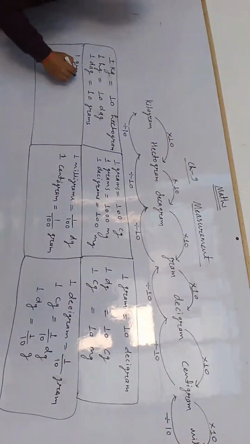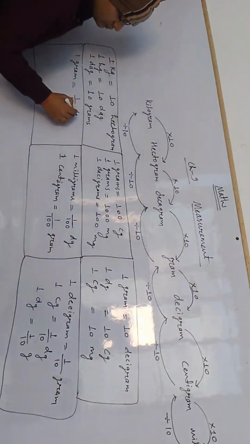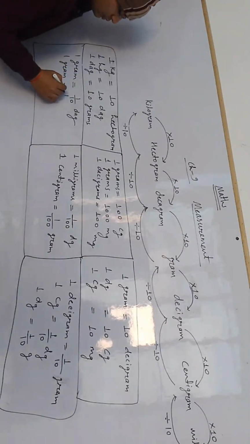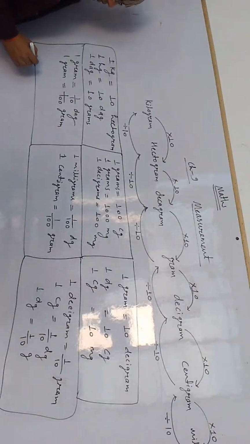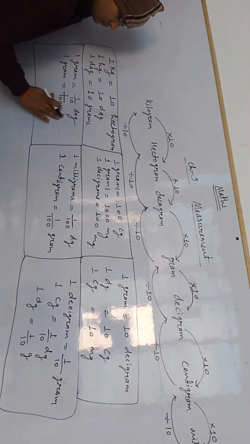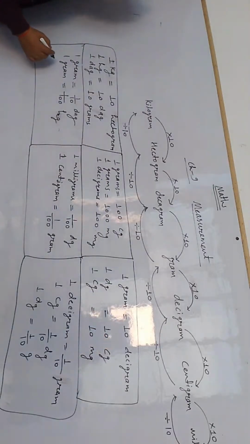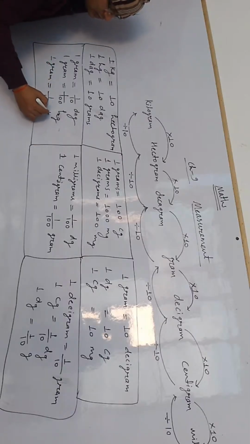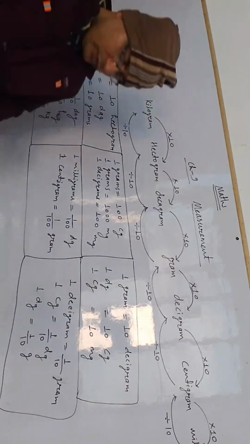1 gram is equal to how much decagram? 1 upon 10 decagram. 1 gram is equal to how much hectogram? 1 upon 100 hectogram. And 1 gram is equal to 1 upon 1000 kilogram. Okay, note it down.